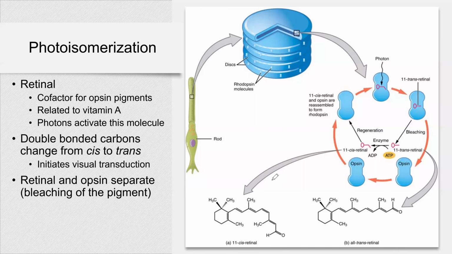But let's see what we have in this PowerPoint. So double bonded carbon changes from cis to trans. Yeah, when photon strikes rhodopsin, then this double bonded carbon, that is a retinol, changes from cis to trans, and this initiates your visual transduction. And visual transduction is the transduction of this visual information from your retina to your brain. Retinol and opsin separate, and that's what bleaching of pigment is.